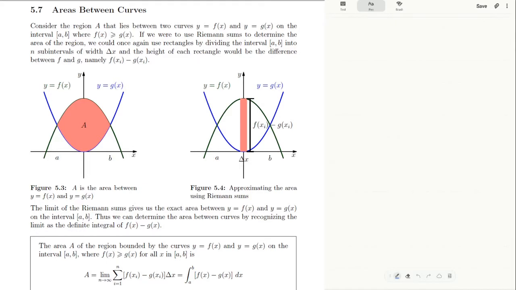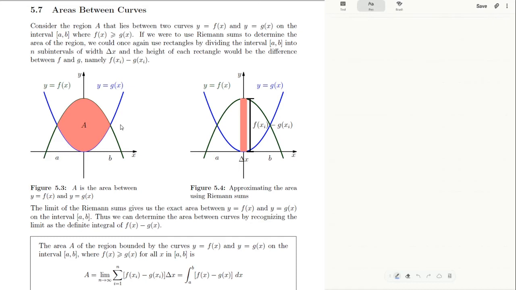Hello everyone, welcome back. In this video, we're going to talk about finding the areas between curves. So suppose that we have two functions, y equals f of x and y equals g of x, and that we're interested in the area which is bounded between the two functions. So how exactly do we determine this area?